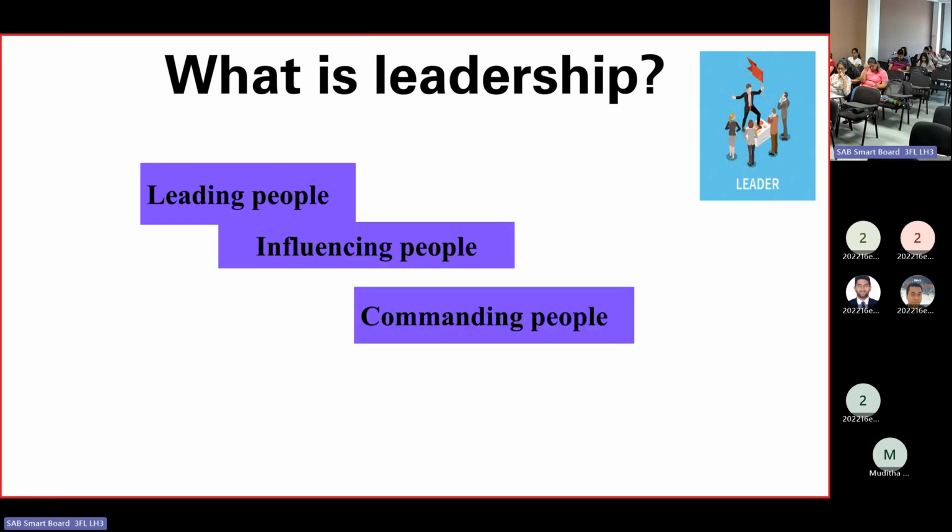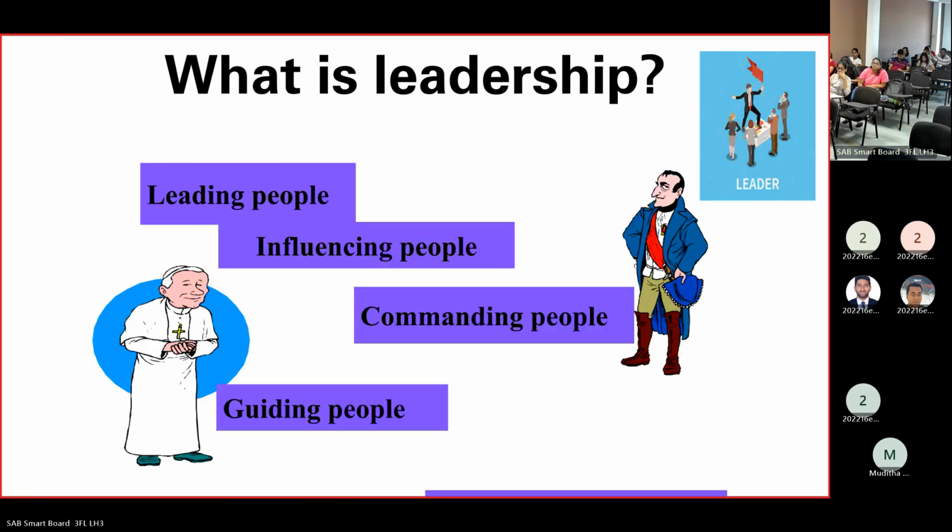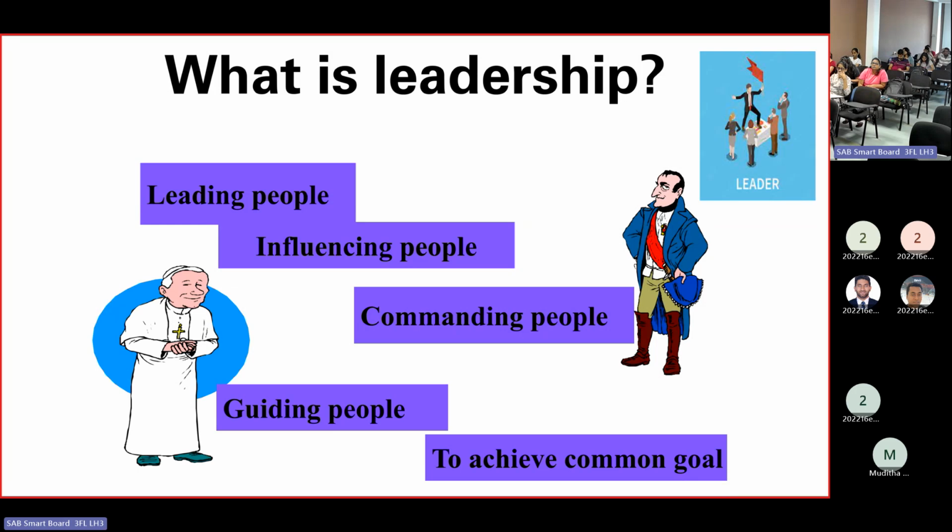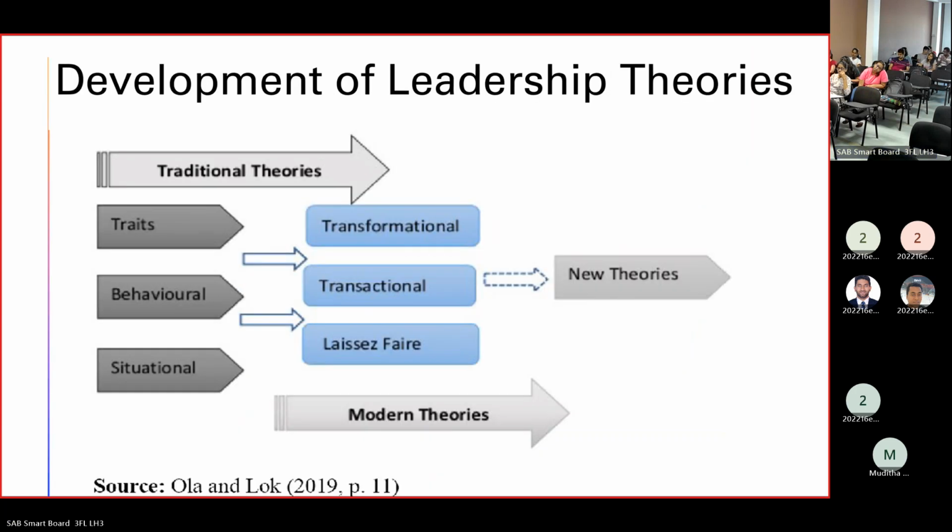So what we discussed last week is, what is leadership? Leading people, influencing people, commanding people, guiding people to achieve a common goal. This is a summary of what we discussed last week and this week. Based on that, theories were developed: traditional theories, trait, behavioral, situational, then modern theories start to transition, and new theories in the 21st century. We'll be studying new theories as part of our syllabus, not all. That is the development of theories on leadership.